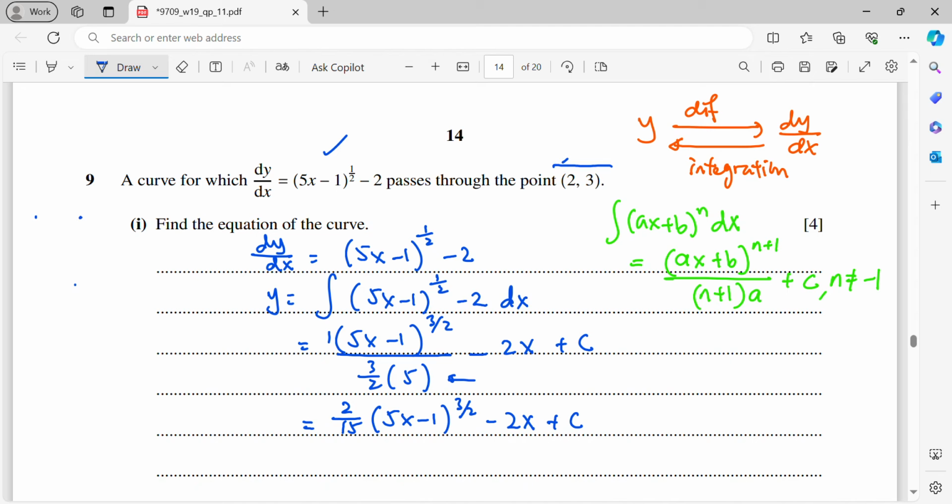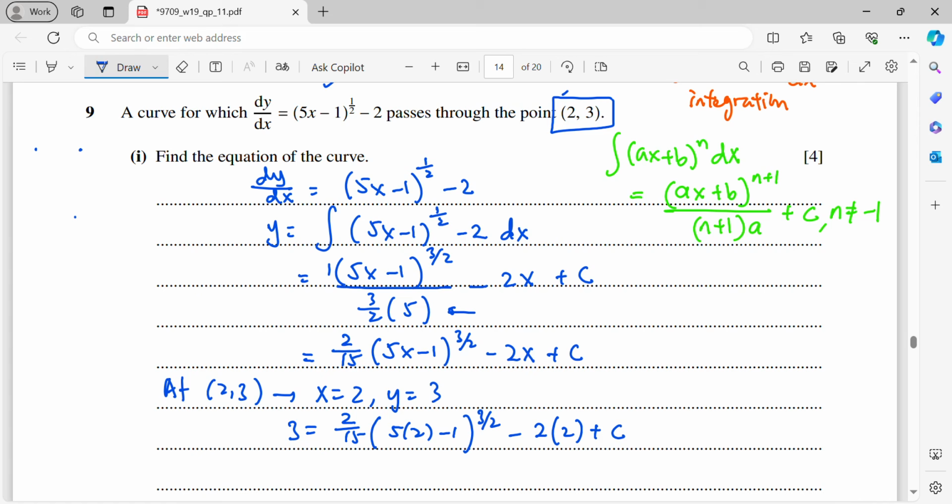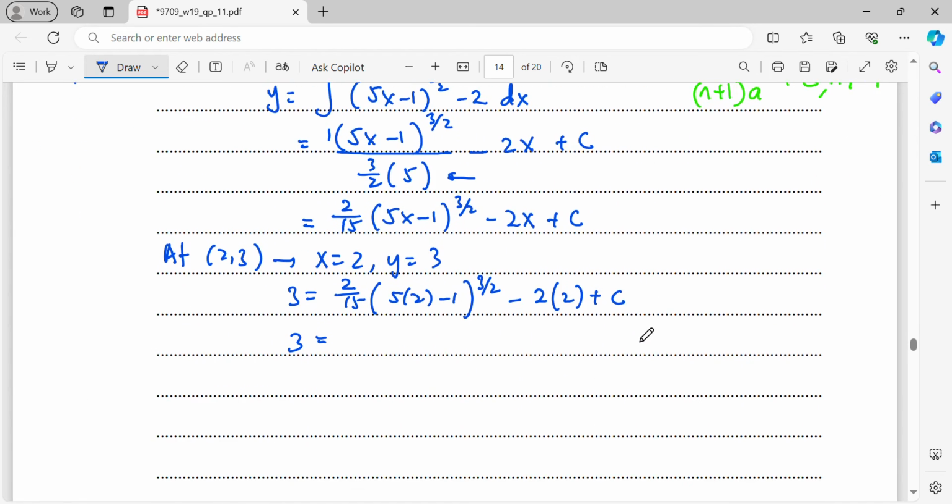Okay, so now to get the c, replace the point 2, 3. That means the x is 2, y is 3. I will get 3 equals 2 over 15 times 5 times 2 minus 1 to the power of 3 over 2 minus 2 times 2 plus c. Then from here, the first term on the right side, you will be getting 18 over 5.